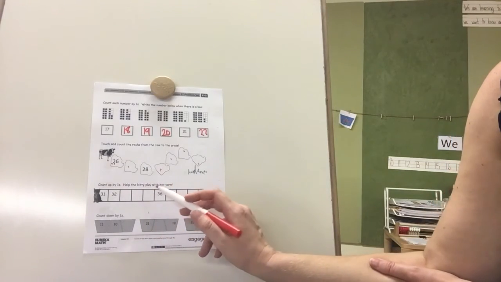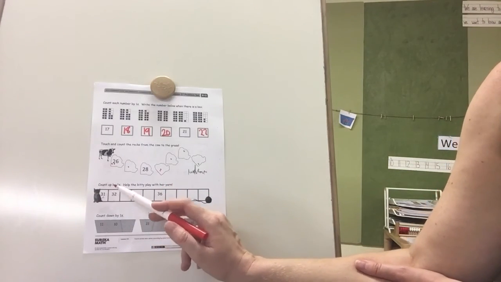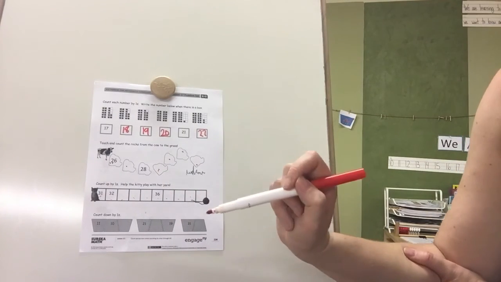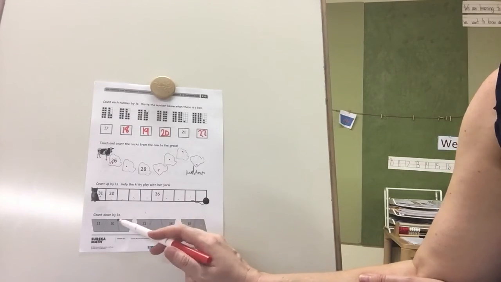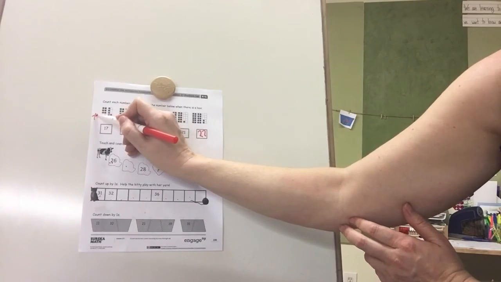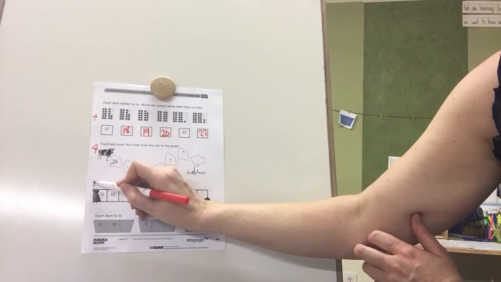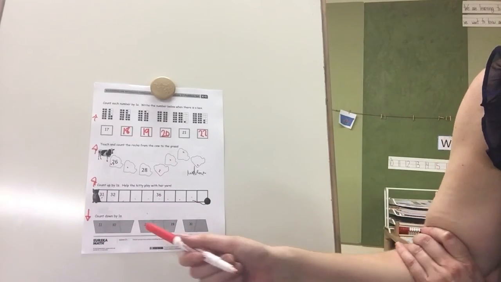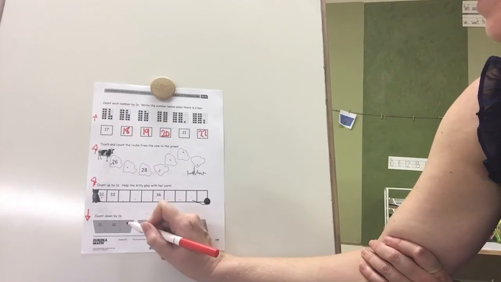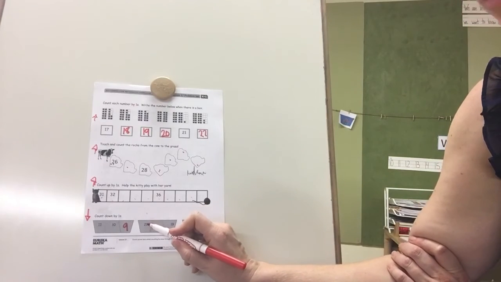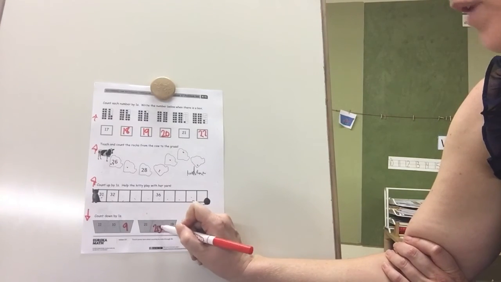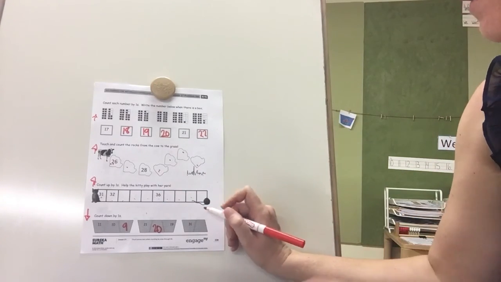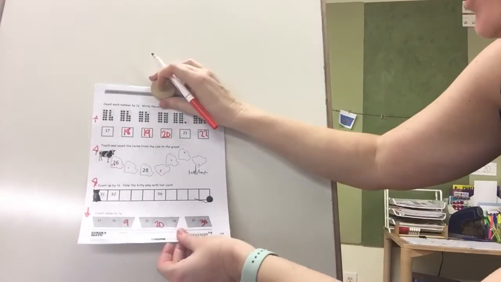Count up by ones, help the kitty play with her yarn. 31, 32, 33, 34, 35, 36, 37, 38, 39, 40. Count down by ones. So this was counting up, counting up, counting up, and the last one is counting down in these trapezoids. 11, 10, 9, stop. This is a new problem. 21, 20, 19, stop. Here's a new problem. 31, 30. Awesome job, guys.